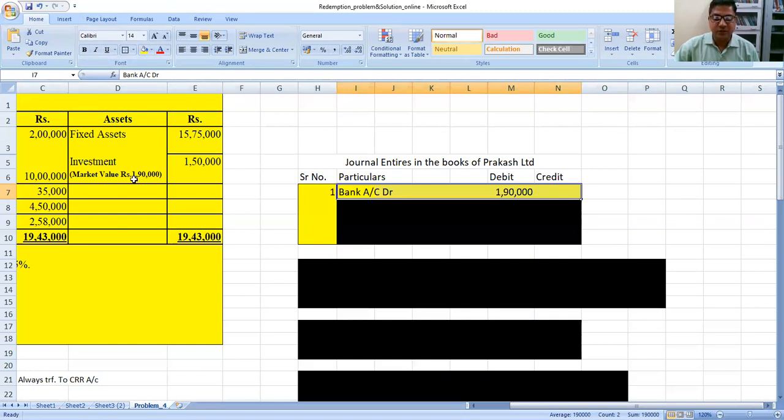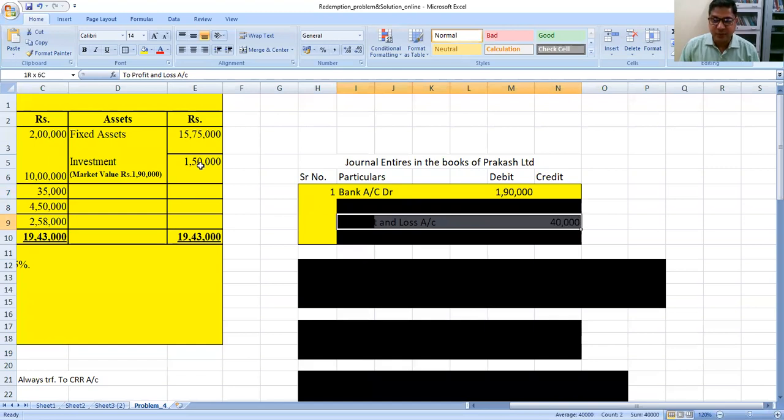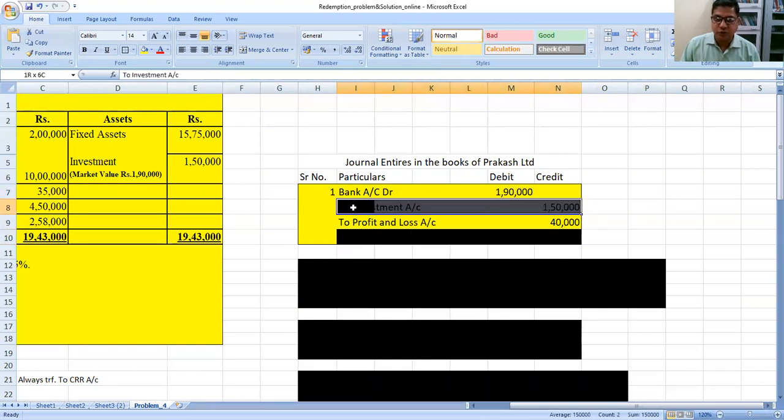बँक अकाउंट डेबिट कशाने कितीने सोल्ड केली? मार्केट व्हॅल्यूने 1,90,000. त्याच्यात आपल्याला प्रॉफिट झाला. प्रॉफिट किती झाला? तर 1,90,000 minus 1,50,000. It is a 40,000 profit. The profit we will transfer to the profit and loss account. And the investment sold केली, the investment goes out, and the cost of the investment was 1,50,000. So to investment account 1,50,000.